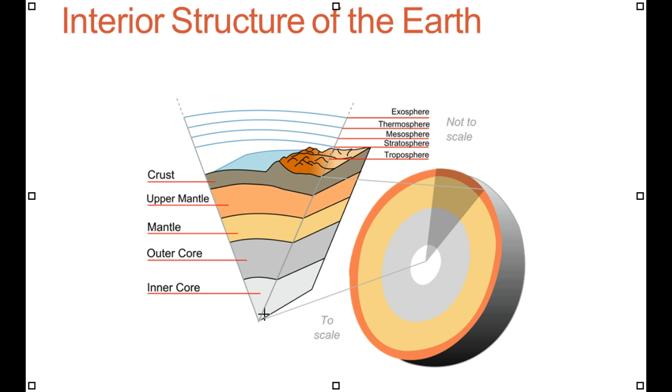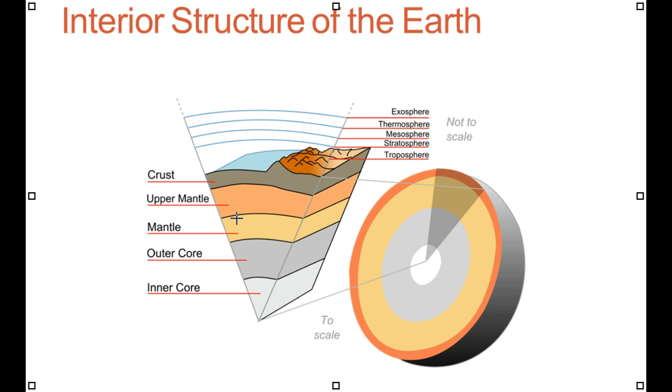The Earth has an outer solid crust that you see here. The crust is made mostly of silica. Write that down. Then as we move from the outside in, we find the mantle, which is divided into two sections, the upper mantle and then the lower mantle.